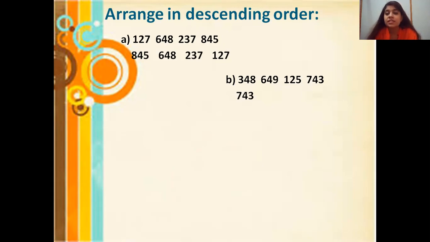It is 649. Now what comes before 649? This is 348. And what comes before 348? Which is the smallest number among these four numbers? Yes, it is 125. That's really very good.